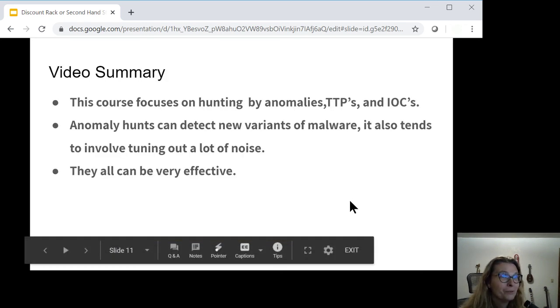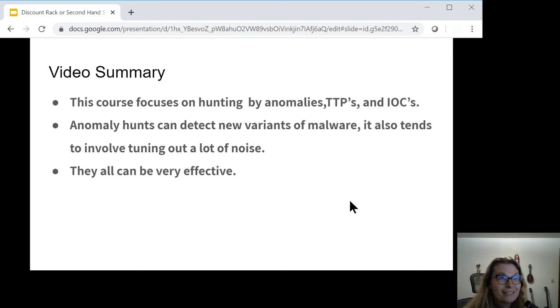Okay, a brief overview of our anomalies, TTPs and IOCs, and what those hunts could look like. Some things to point out: anomaly hunts are really good at detecting new variants of malware, and they usually require a lot of tuning. And we'll look at that too.